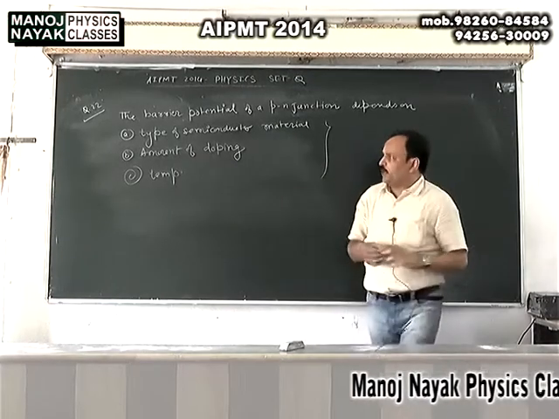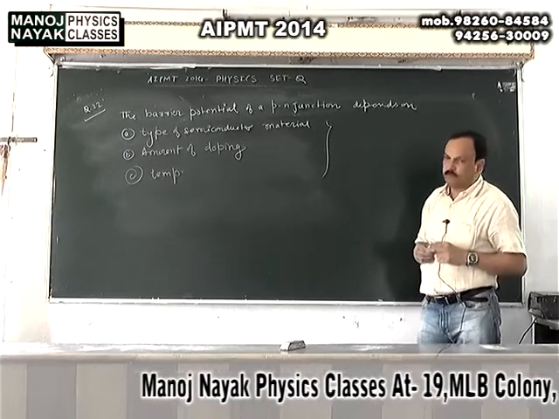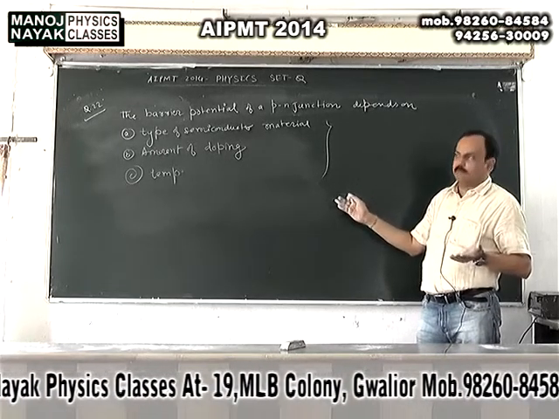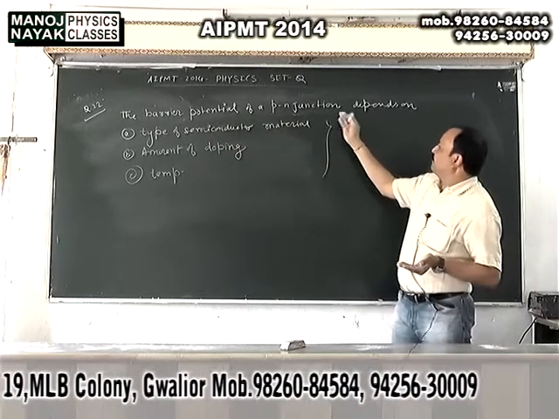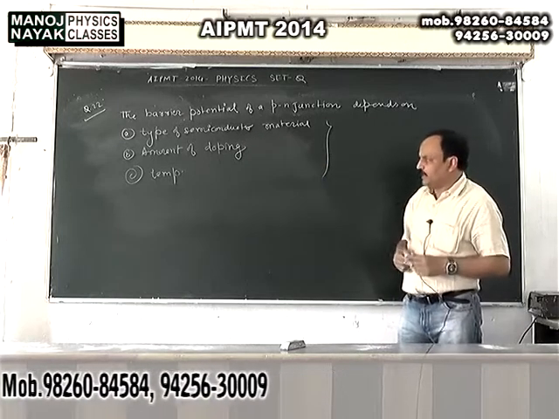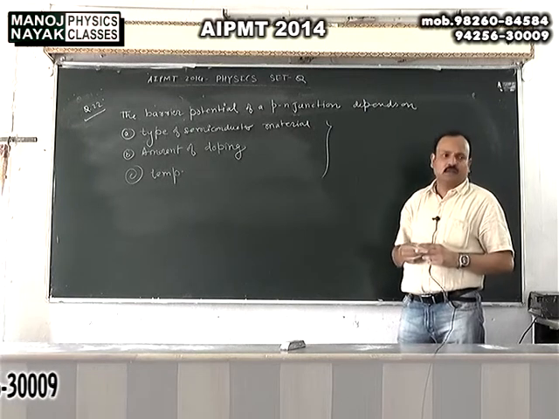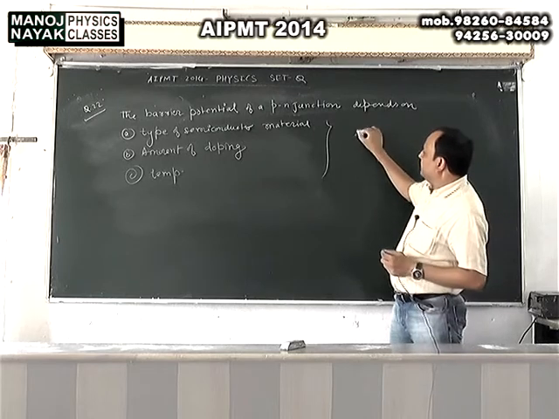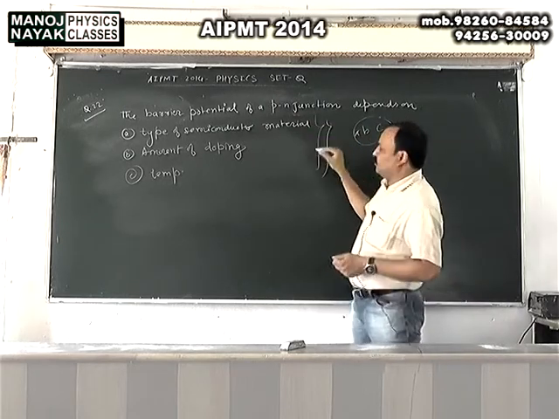Okay, question number 22. The barrier potential of a PN junction depends on. अब ये भी NCERT बेस्ड क्वेश्चन है, सीधा कॉन्सेप्ट बेस्ड पूछा गया है. तो barrier potential of a PN junction depends on type of semiconductor material, इस पर depend करता ही है. Amount of doping, ये थ्योरी में पढ़ाया आपने, depend करता है. And also depends on temperature. So the answer will be A, B and C, means depends on all.